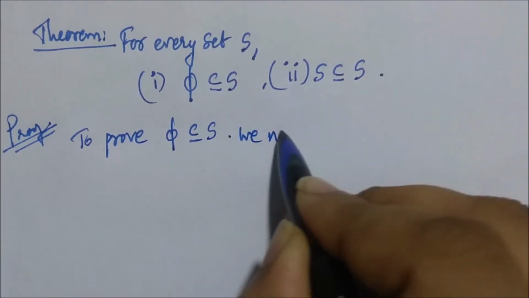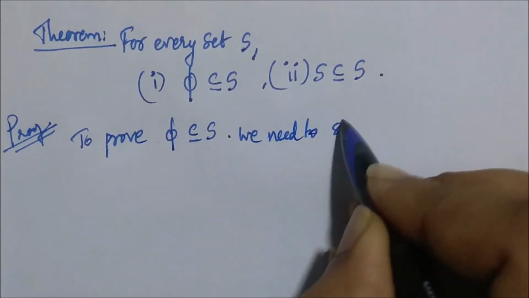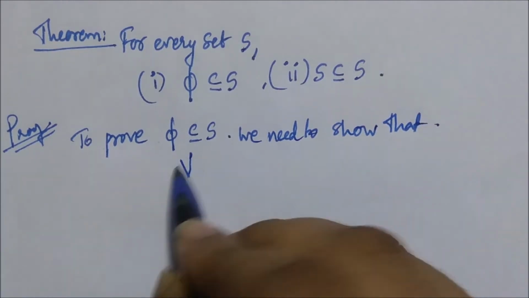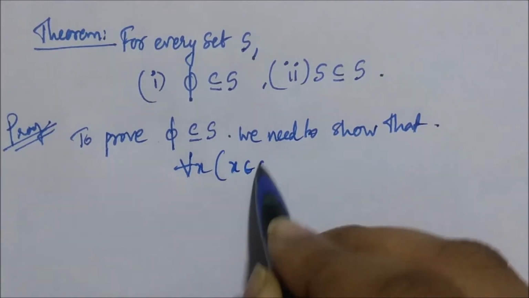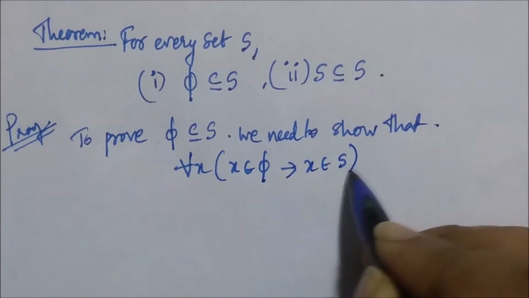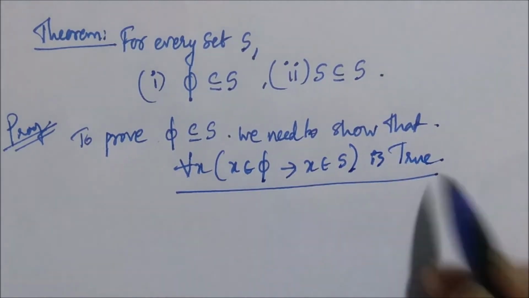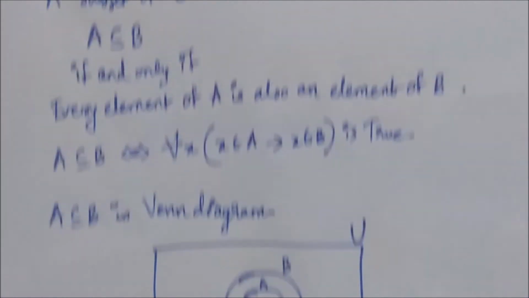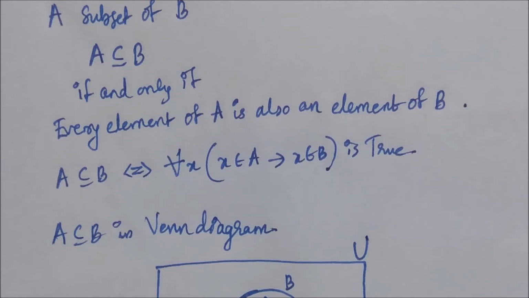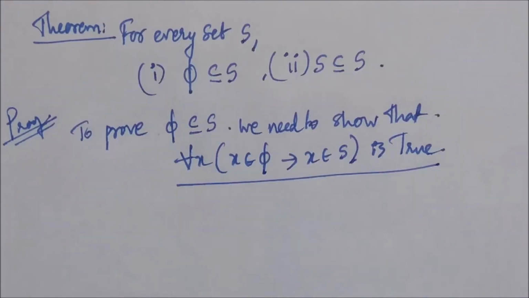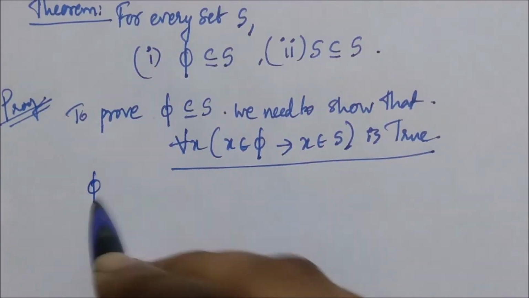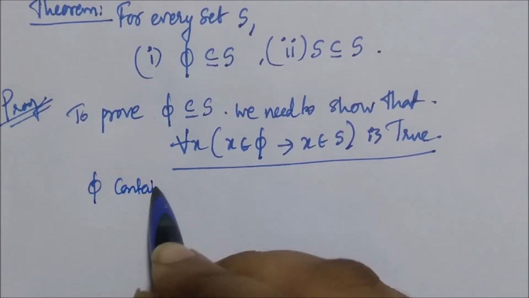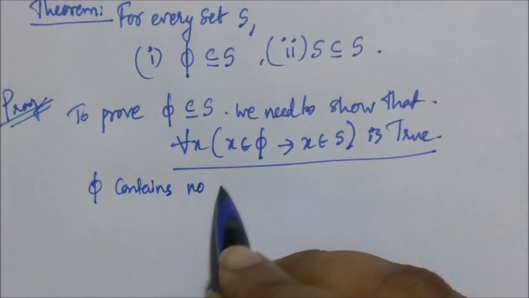So to prove phi subset of S, we will need to show that for all x, x belongs to phi implies that x belongs to S. That is true, right? So we have to show that. We have already seen that A subset of B if and only if for all x, x belongs to A implies x belongs to B is true. That way we will show that for all x, x belongs to phi implies x belongs to S is true. Now how will we prove it?